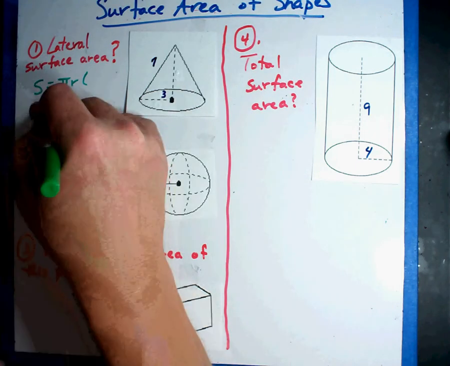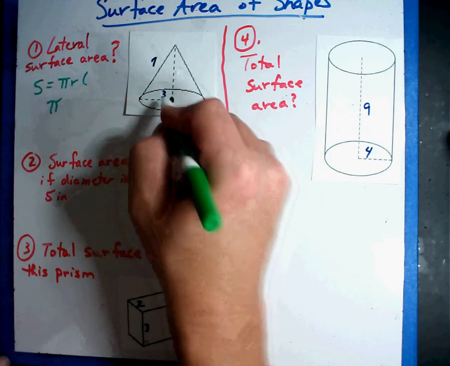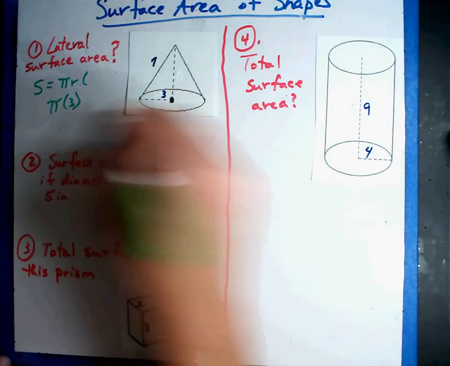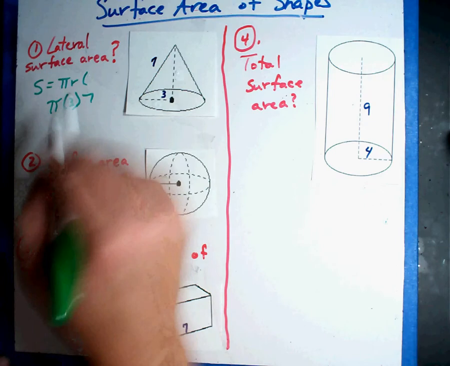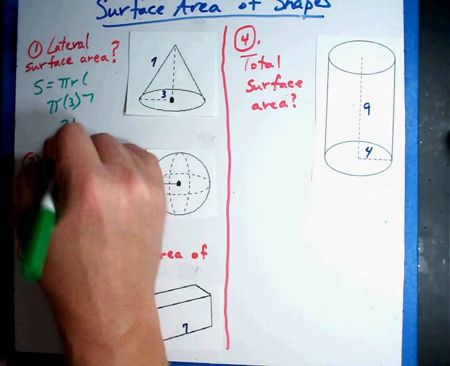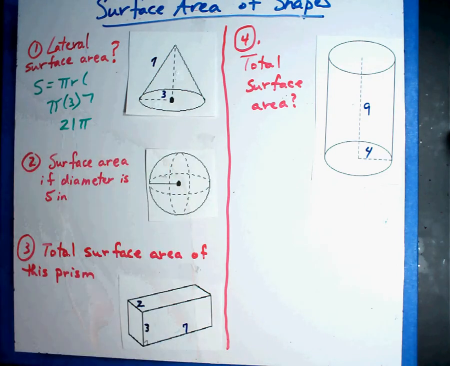So we're going to have pi times r, the radius is 3, and the slant height is 7. 7 times 3 is 21, so I get 21 pi is my answer. That's what you should have gotten for the first one.